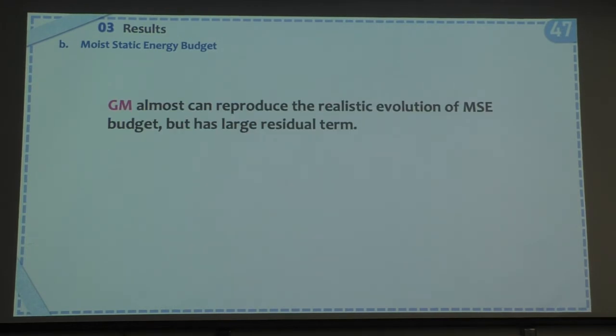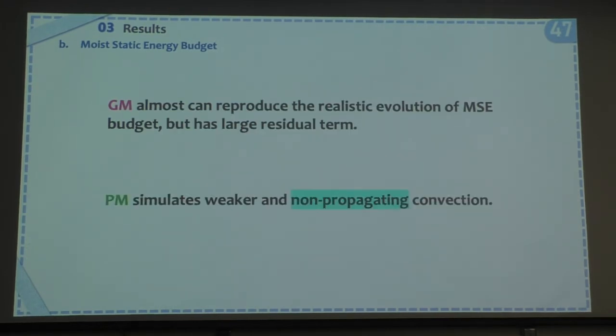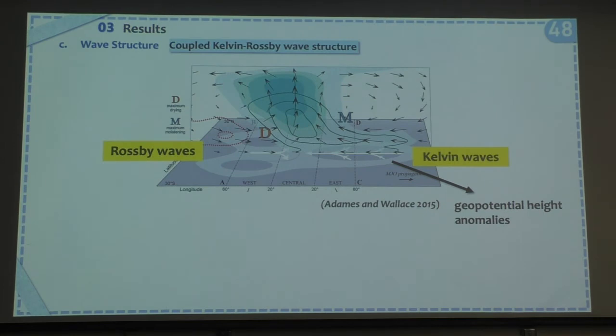Okay, in the MSE budget, we can see that the good model can reproduce a realistic evolution of the MSE. In the poor model, they show weak convection and non-propagation. When we talk about non-propagation, we need to look at the Matsuno-Gill structure. It is a coupled Kelvin-Rossby wave structure. West of the convection, there is a Rossby wave. East of the convection, there is a Kelvin wave.